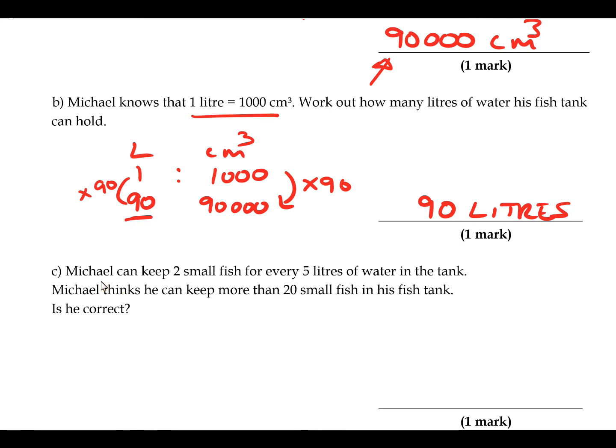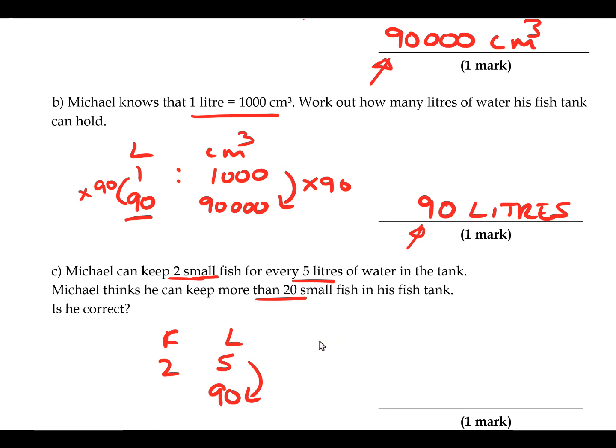Then part C. Michael can keep 2 small fish for every 5 litres of water. He thinks he can keep more than 20 small fish in his tank. Is he correct? So here we have a relationship between the fish and the number of litres. And we know from above that the tank has 90 litres.